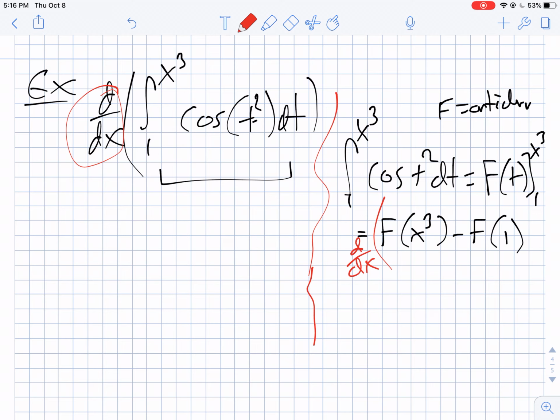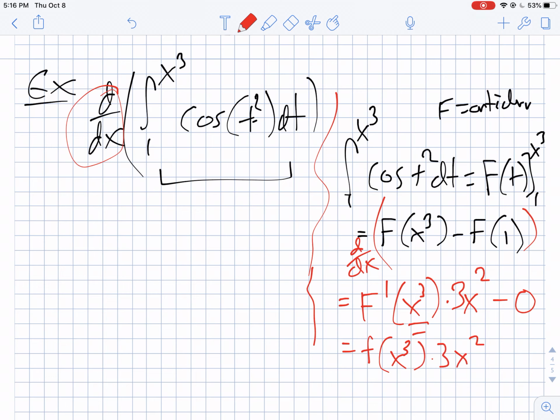So when I take a derivative of big F, I'm going to get back to big F prime. So big F prime of x cubed. But then by the chain rule, I have to multiply by the derivative of x cubed, 3x squared. And of course, the F of 1 is a constant, so that just goes to 0. Okay, now, big F is the antiderivative, so this is just a regular f of x cubed times 3x squared.